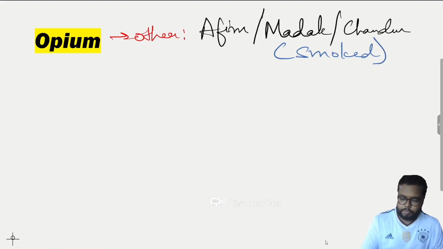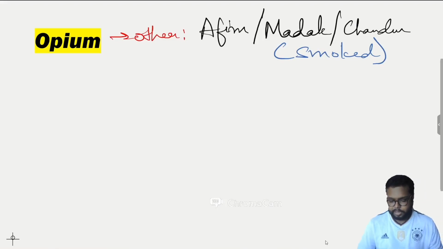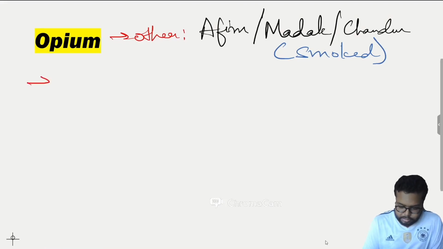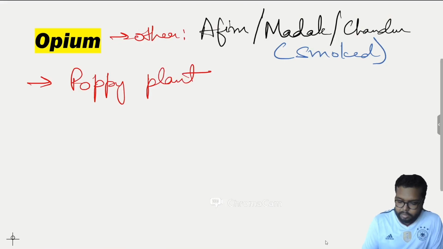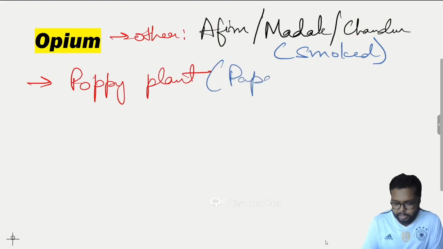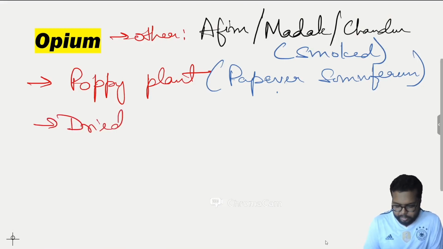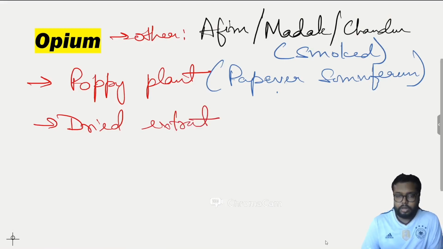So, from which plant is this opium obtained? You have seen the picture of this plant. What is the name of this plant? It is known as the poppy plant. The other name for the poppy plant is Papaver somniferum. Papaver somniferum. So how is opium obtained? It is actually the dried extract from the poppy plant.